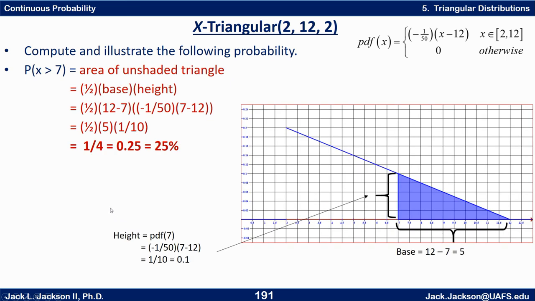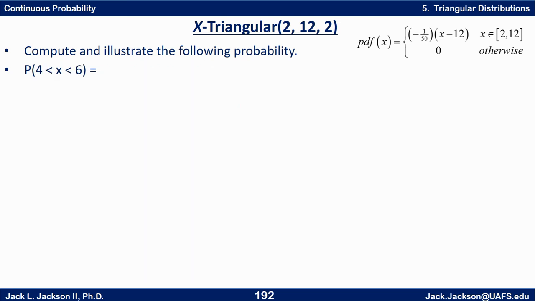Okay, the next one is the probability that x is between 4 and 6. Once again, illustrate the probability and calculate it. Come back when you've got an answer. Press pause now.